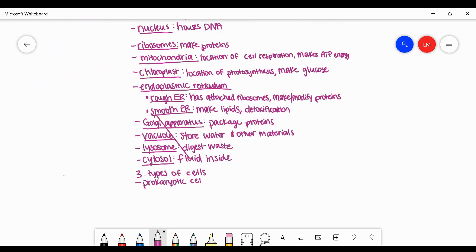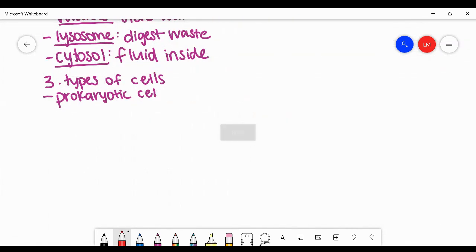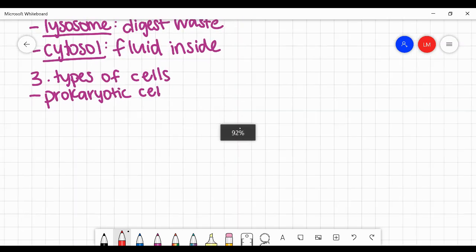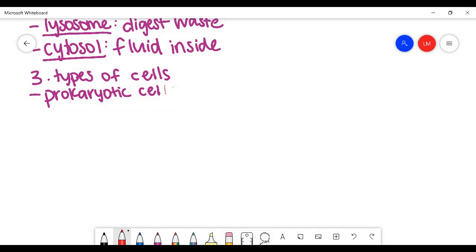Oh no, what have I done? Let's try that again. Oh no. Where'd my purple pen go?